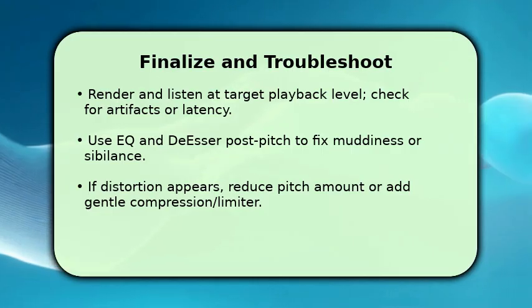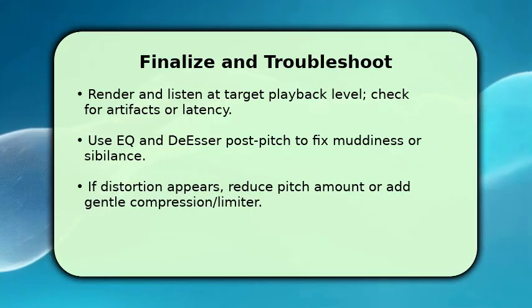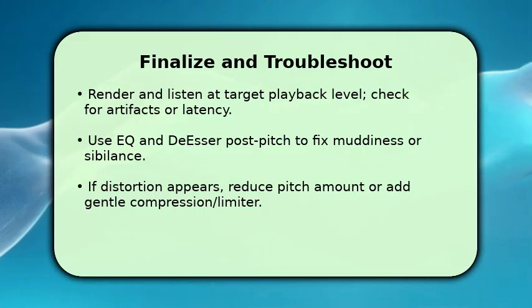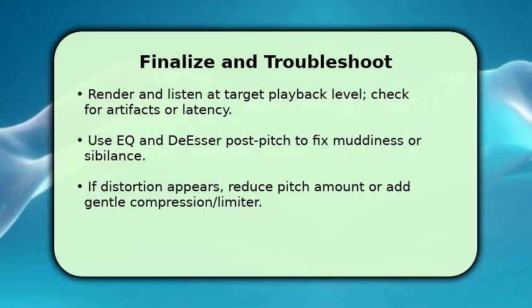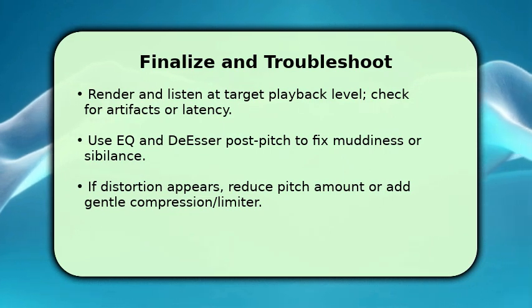For sibilance introduced by pitch shifting, use a deesser. If distortion or glitching occurs, reduce the pitch amount, lower formant extremes, or insert a subtle compressor/limiter to tame peaks. One troubleshooting tip: bounce a backup stem before major changes so you can revert quickly.